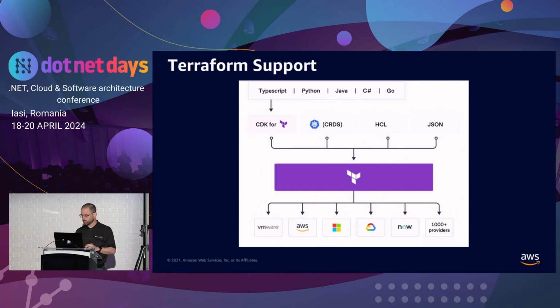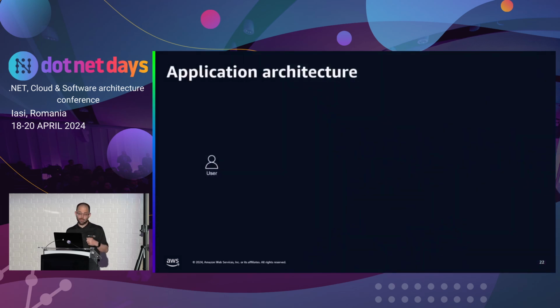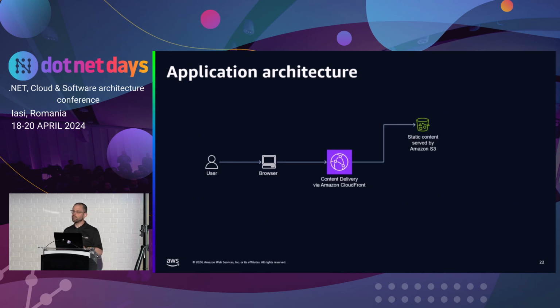So now let's go into the code. Let's talk about application, infrastructure configuration, and the unification. Before jumping right into the code, I want to explain what type of application I will try to deploy. So this is a standard .NET web application. I have my user. This user will be able to browse a website. This website is delivered as a Blazor WebAssembly application.